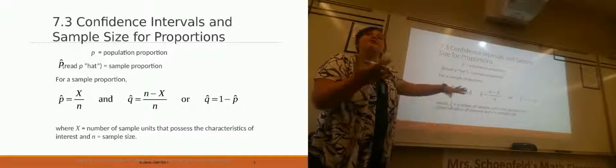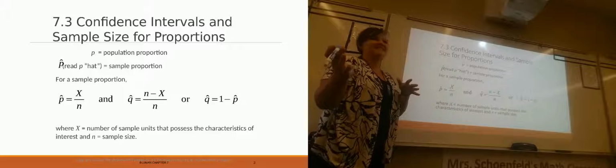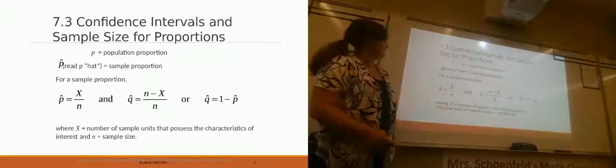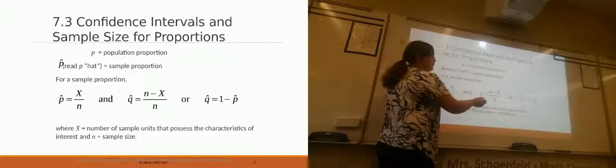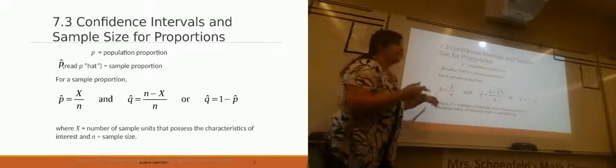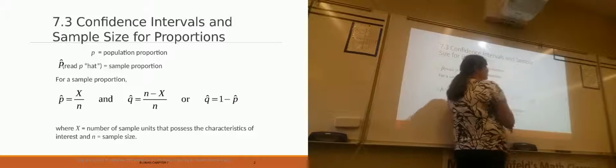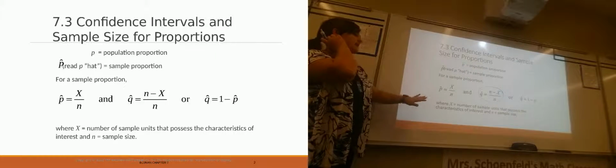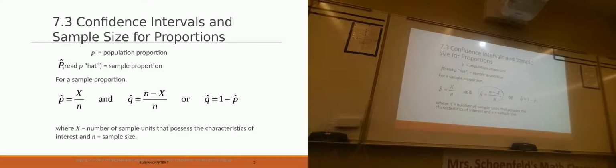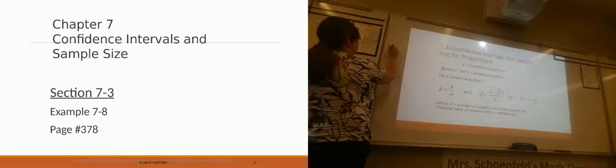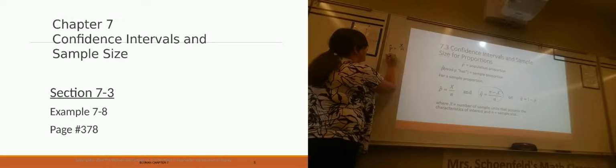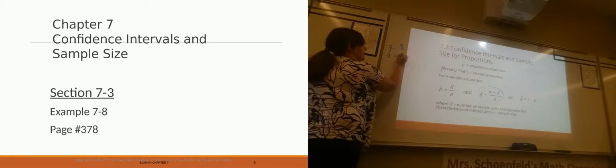Q hat. So think of Q. Remember P and Q are opposites? This is the grosser formula for Q. I like actually finding P hat first and then subtracting that from 1. So remember, P and Q will add to 1. X is the number of sample units that possesses the characteristic of interest, and N is our sample size. Okay, so we'll have to go through and find all these. I'm going to write them down so that I don't have to go back. So P hat is X over N, and then Q hat is equal to 1 minus P hat.